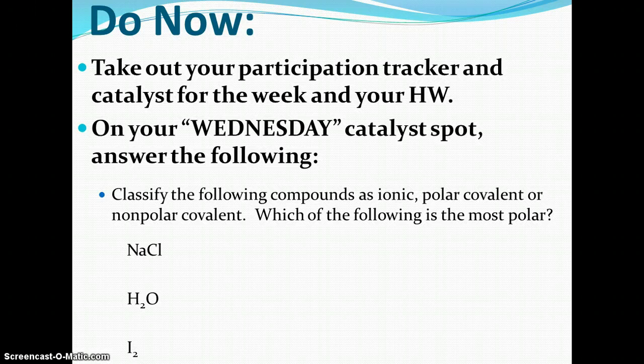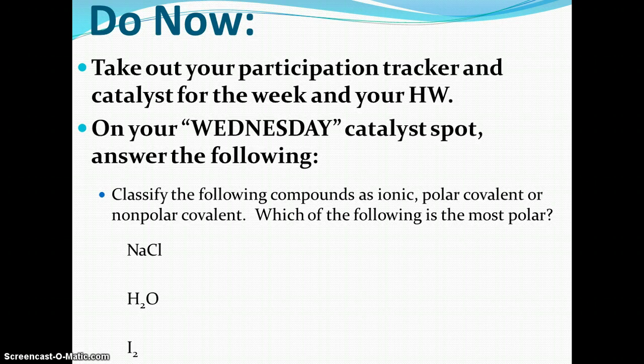Go ahead and pause the video while you complete the do now, and you're classifying these compounds as ionic, polar covalent, or non-polar covalent. So yesterday Mr. T told you that ionic compounds are 1.7 and above. Polar covalent compounds are 0.5 to 1.7. And then non-polar covalent are 0.0 to 0.4. So go ahead and pause the video now, and then unpause when you've finished your catalyst.